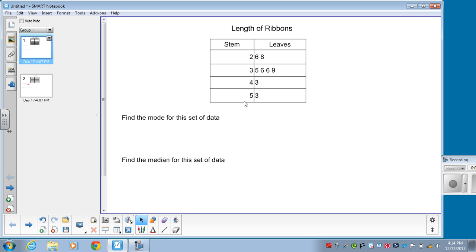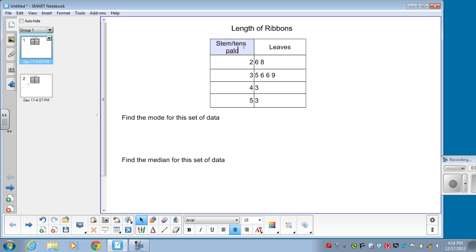When we have a stem and leaves, remember, it's like the place value chart. The stem is also known as the tens place, and the leaves are known as the ones place. So when you see the 2, that means the numbers to the right are the ones of the 2 in the 20s. So immediately looking at the 2 with the 6, you combine them together to get 26.